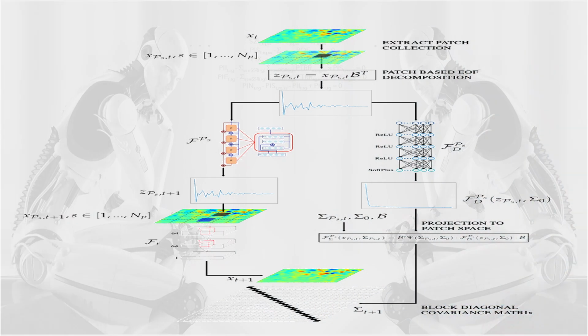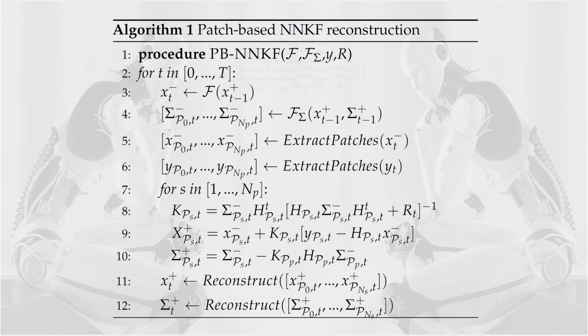The figure shows the neural network-based representation of a spatiotemporal dynamical system. The input x_t is first decomposed into p-square patches, each patch is then propagated using its associated local stochastic dynamical model. The mean component of the output x_{t+1} is reconstructed by injecting the forecasted patches into the reconstruction model. The block diagonal covariance matrix is formed by the collection of the patch-level covariances. The figure shows Algorithm 1, patch-based NNKF reconstruction. Given a trained patch-based NN representation, the associated Kalman-like filtering procedure is derived.